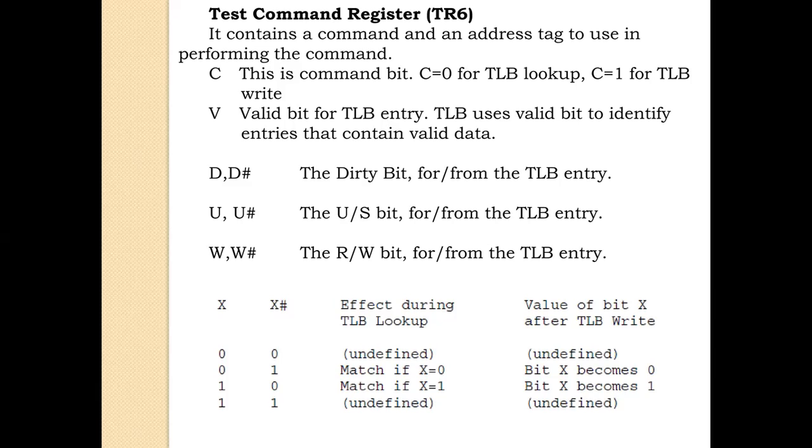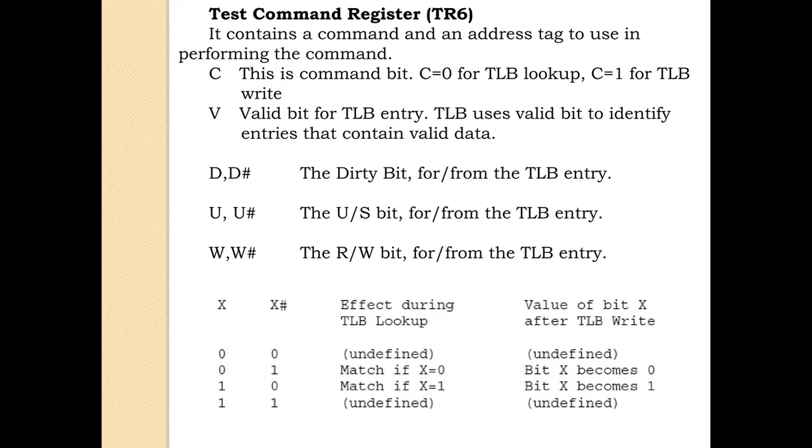V is the valid bit for a TLB entry. A TLB uses a valid bit to identify the entries that contain valid data. D is the dirty bit for TLB entries, and D hash is the dirty bit complement from the TLB entries.